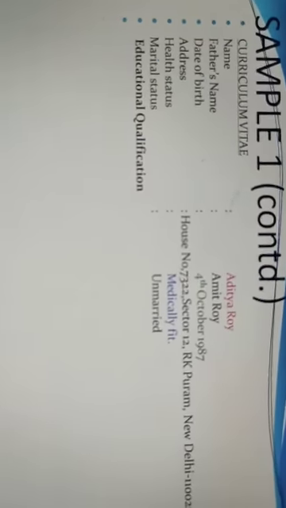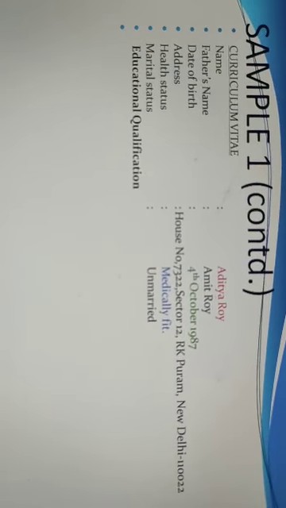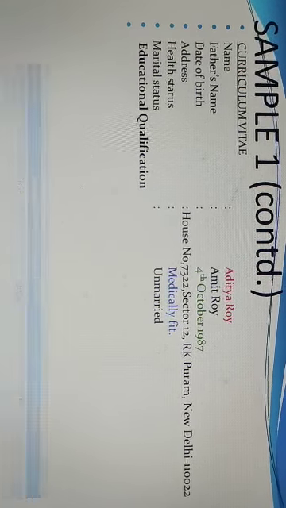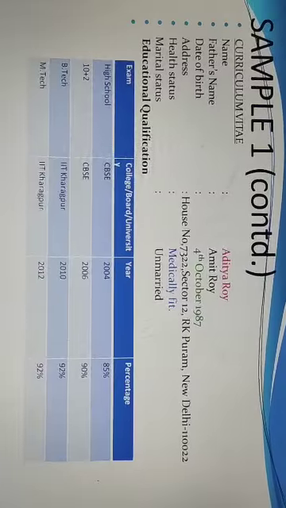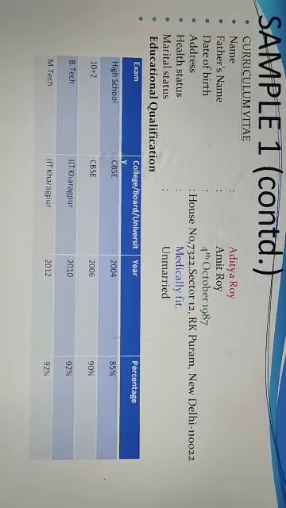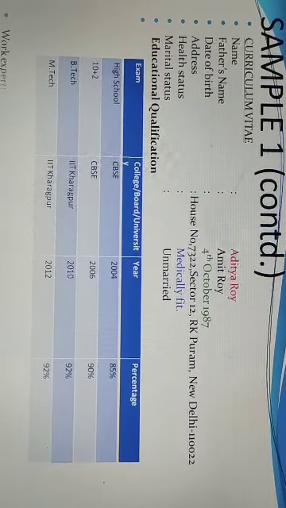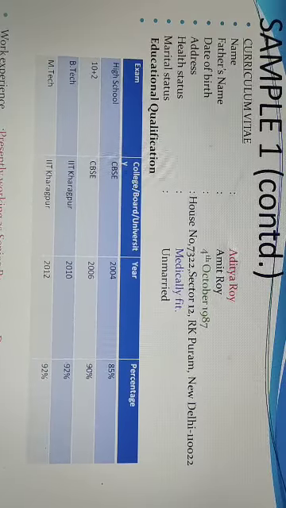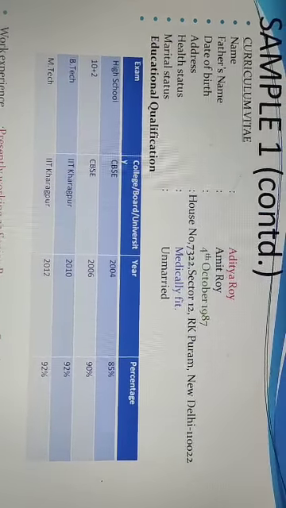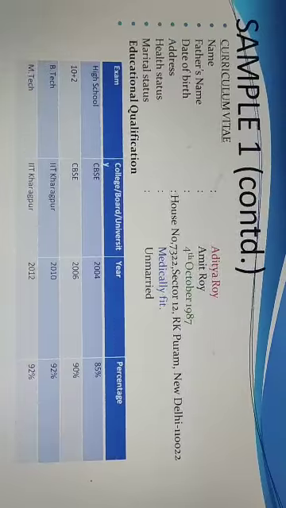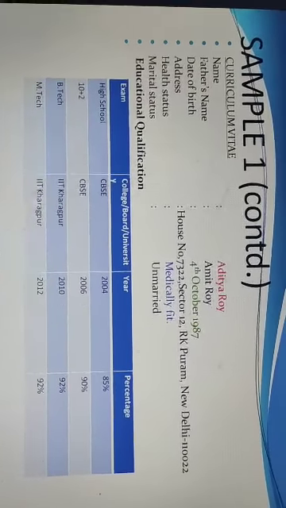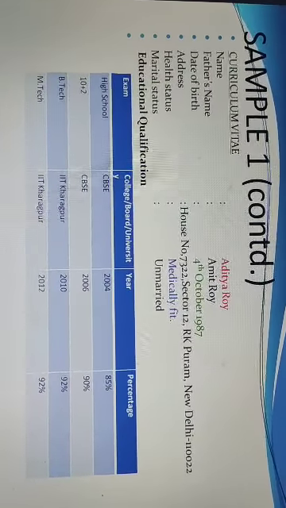Now let us look at the CV. Your CV will contain your name, father's name, date of birth, address, health status, marital status, then educational qualification which comes in the box, which year you have passed out of which examination, which institute, which university, and then you have to mention your work experience, strength, and references also of prominent people along with their phone numbers. Clear now? Now we have a second solved example.